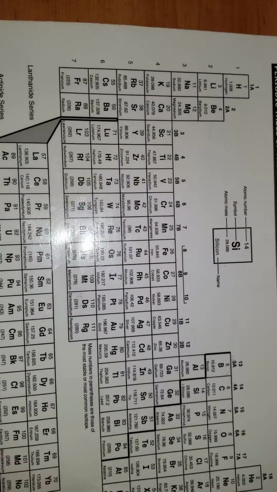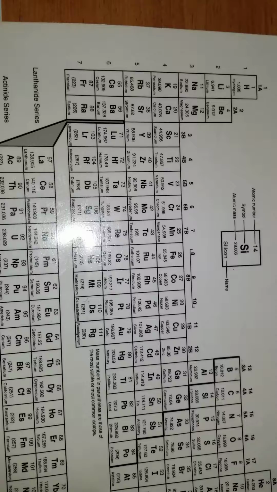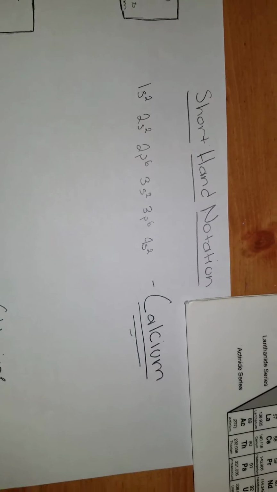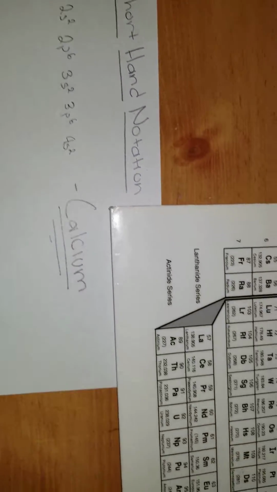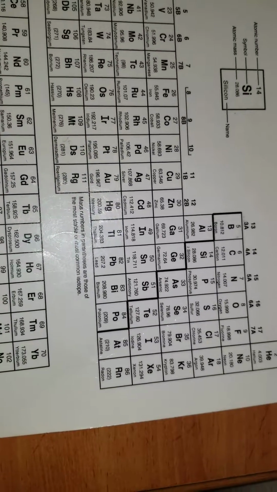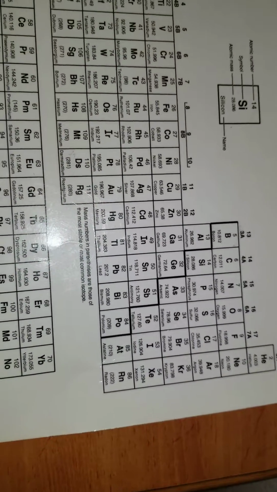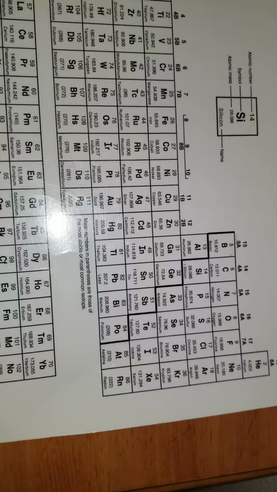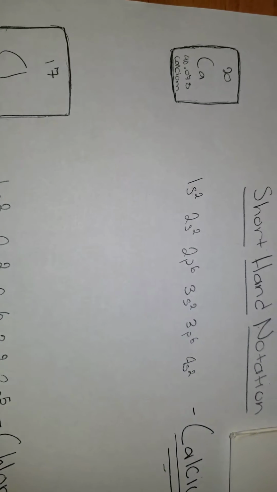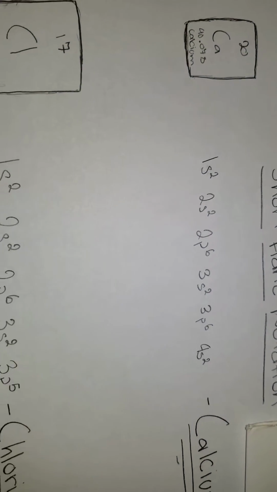And then we go to row 2. Row 2 also falls under the S block, so what we need to do is put 2s and then square at the top. Row 2 also falls under the P block. Since this is row 2P, we need to put 6 electrons. A P block always has 6 electrons. So we put 2P to the power of 6.